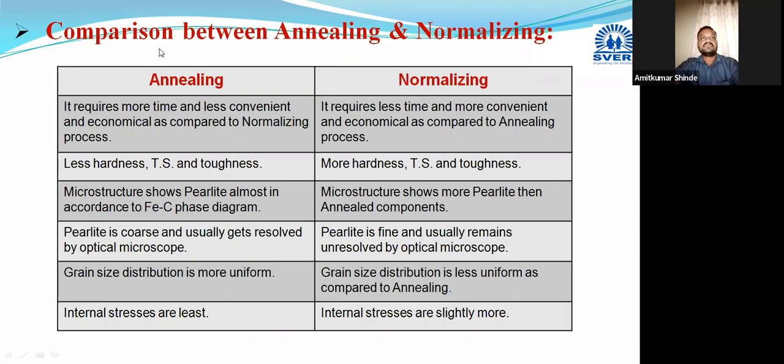So these are some comparison points by which you can compare the heat treatment processes annealing and normalizing with respect to their temperature zones, depending on type of steel, then cooling medium used, properties obtained, phases obtained, grain size distribution, and internal stresses. When slow cooling is there, internal stresses are a little less. In normalizing, faster cooling is there, so internal stresses are more.